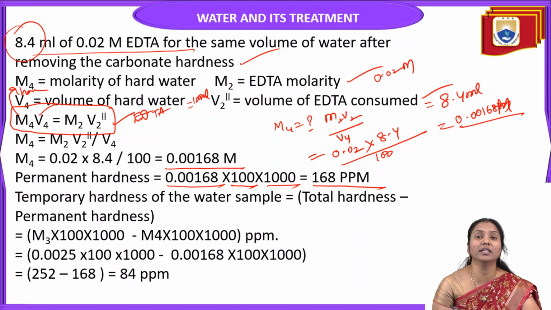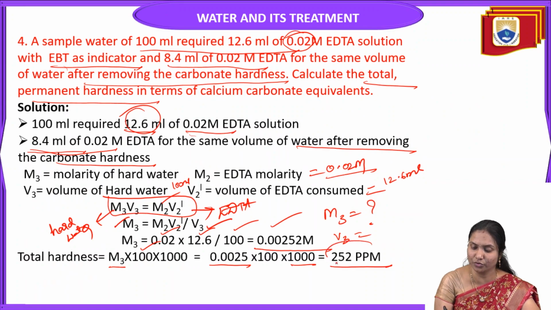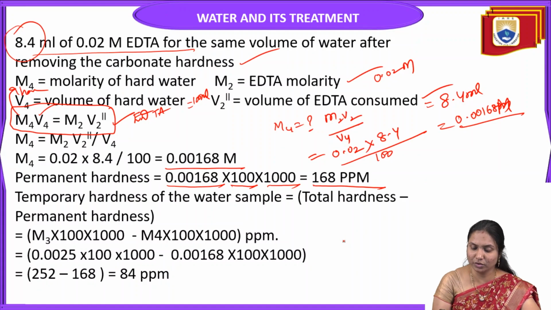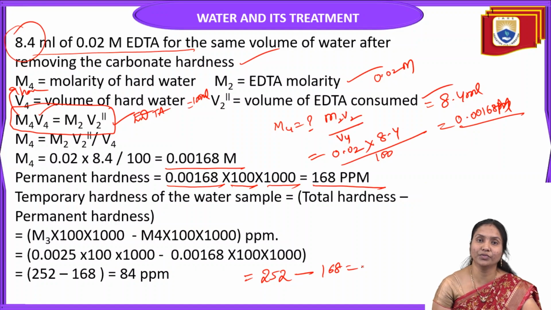So now you can calculate the temporary hardness of the given water sample. How can you calculate the temporary hardness? It's equal to total hardness minus permanent hardness. Already we calculated the total hardness, that is 252. So directly you can substitute total hardness 252 minus permanent hardness 168. 252 minus 168 is equal to 84 ppm.